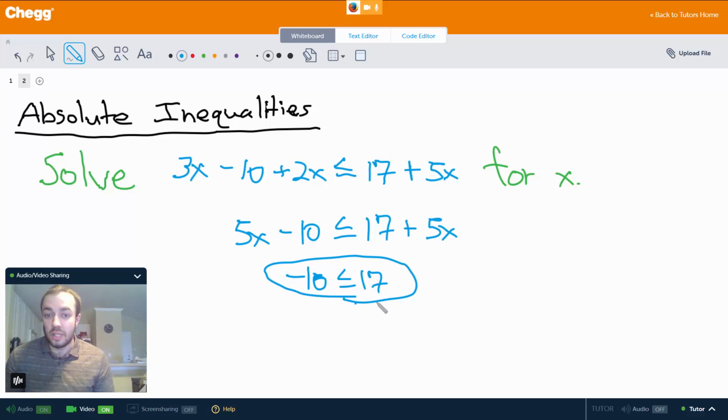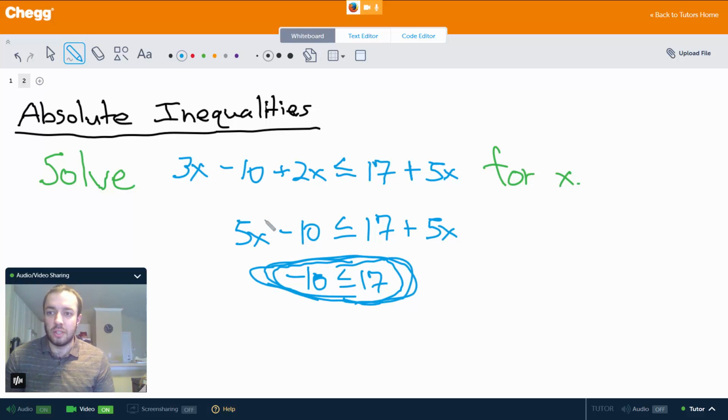Well, this is totally independent of x. No matter what we put in for x up here, we're always going to end up with negative 10 is less than or equal to 17. And of course that's true. Negative 10 is quite a bit smaller than 17. So of course this inequality, negative 10 less than or equal to 17, is true.